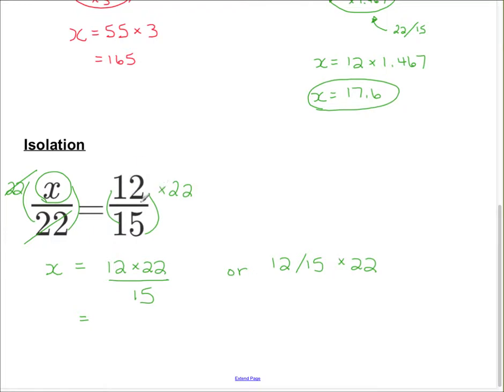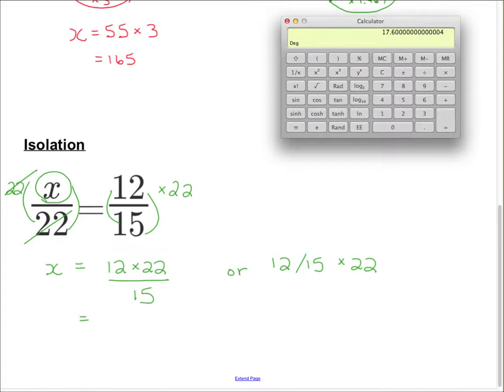I usually go 12 times 22 divided by 15. I work top to bottom. So that's the way I'm going to plug it in. And remember, we're hoping we're going to get the 17.6. 12 times 22 divided by 15 equals, look at that, 17.6 exactly.